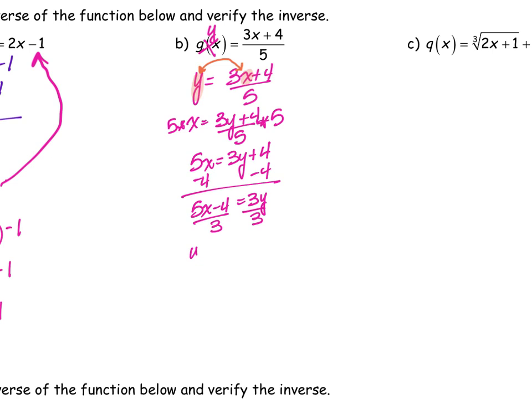So, oops, I don't want to write y because it's not really y. I'm done with the problem. So I want to go back to the original name, which was g of x, right? So this is g inverse of x equals (5x minus 4) divided by 3.